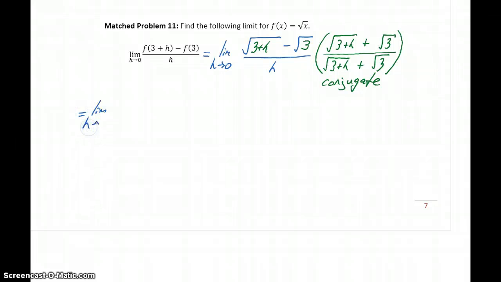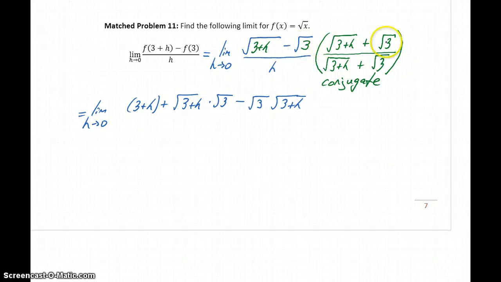So now what we'll do is expand this out and simplify. In the numerator, we're going to take this expression times this. So we're going to use the FOIL method to expand that out. We'll get the square root of 3 plus h times the square root of 3 plus h, which is just going to give us 3 plus h. Outside terms, we get the square root of 3 plus h times the square root of 3. Inside terms, square root of 3 times the square root of 3 plus h. And then our last two terms, minus the square root of 3 times the square root of 3, is going to give us negative 3. All over h times the square root of 3 plus h plus the square root of 3.